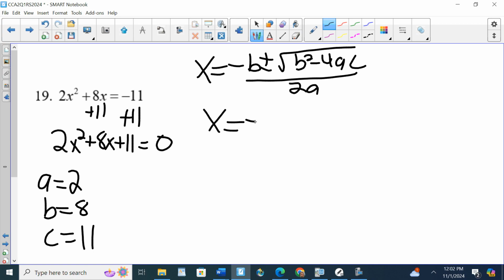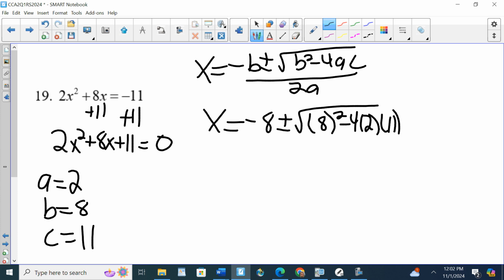Negative b means change the sign of b. Negative 8 plus or minus the square root of 8 squared minus 4 times 2 times 11, all over 2 times 2. Make sure that the values you're subbing go in parentheses, especially this one. For whatever reason, students don't put it in parentheses a lot of the time. And if it's negative, it will be wrong.